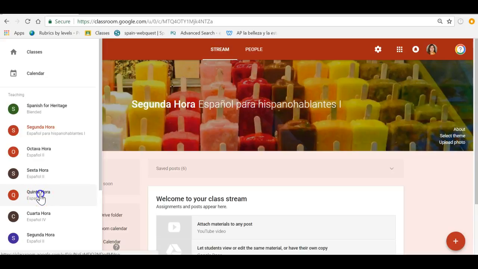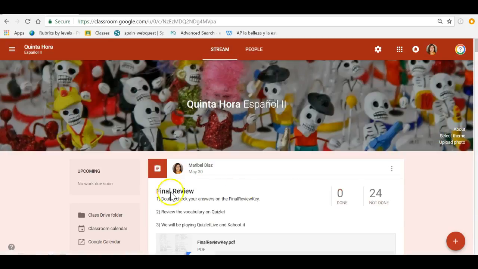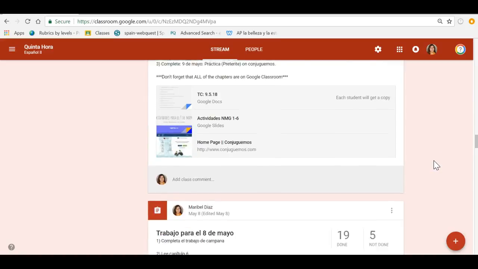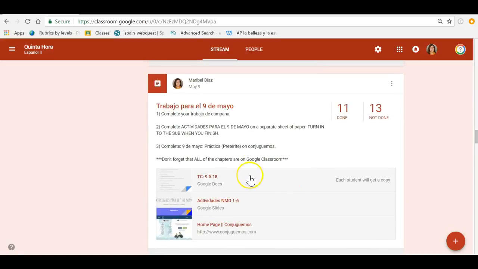Last school year, I basically separated every single thing by day. So, if we go down here, this is the work for the 16th of May. It would give them directions, the questions or the assignments, and then a reading that they had to complete. Even when they're learning vocab, I would give them the vocab, but again, it was organized by day.